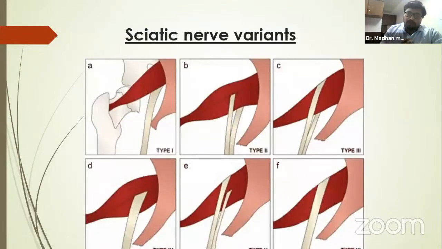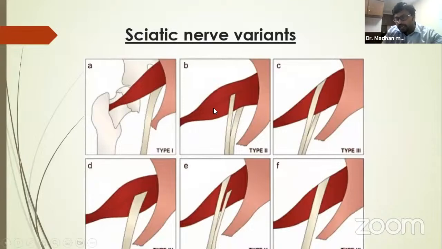One more thing we need to come across during a sciatic nerve block is that there may be some anatomical variants, though they may not be so frequent. There have been some 6 variants which have been identified and published in the literature. The first one is the normal one, where the nerve arises and lies underneath the piriformis and exits underneath the piriformis.